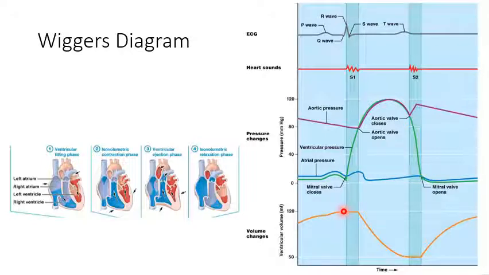At that point, you enter the isovolumetric contraction phase and the ventricles contract. The volume in the ventricles stays the same because it's isovolumetric. The pressure in the ventricles goes up as the ventricles contract. First, the pressure goes higher than the pressure in the atria, which means that the AV valves will close and you get the S1 heart sound.